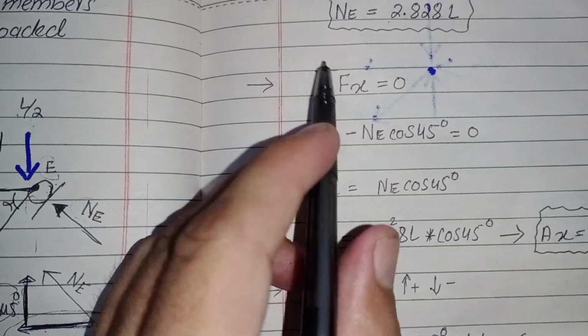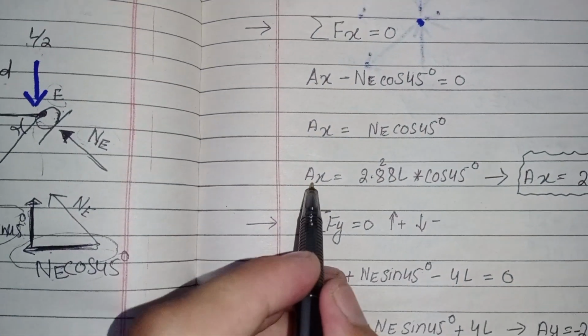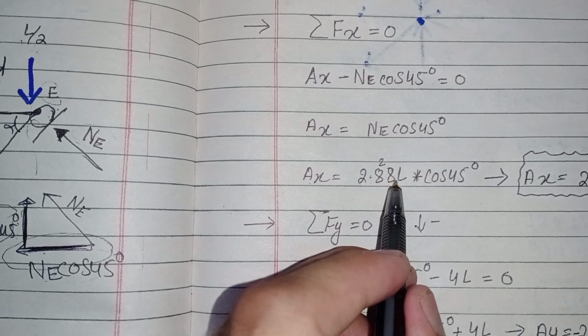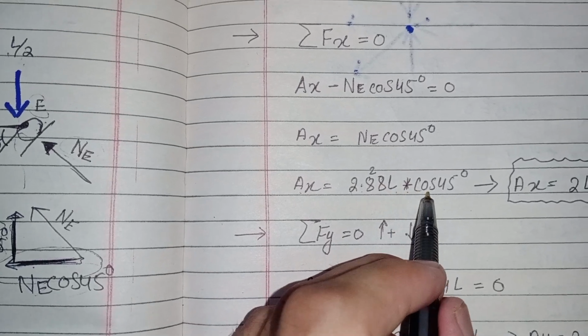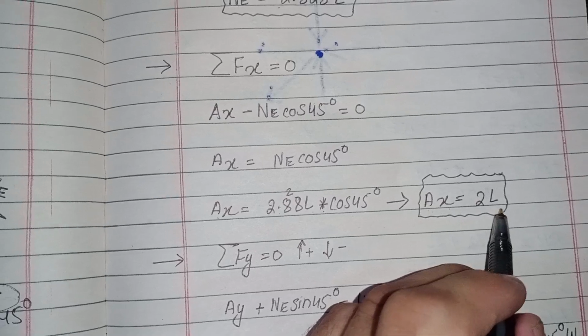In place of NE I put the value 2.828 L. So AX equals 2.828 L multiplied by cos 45. If you calculate, AX will equal 2L.